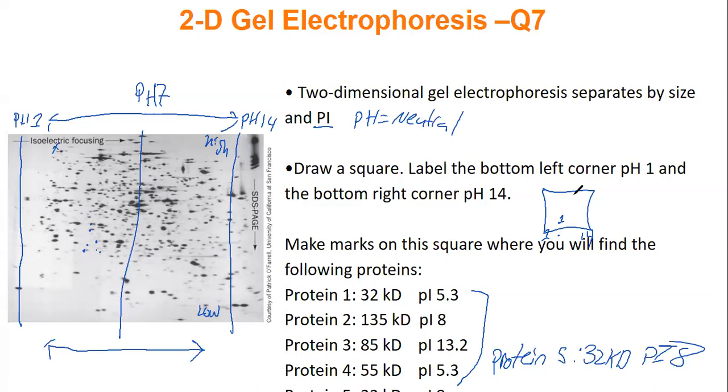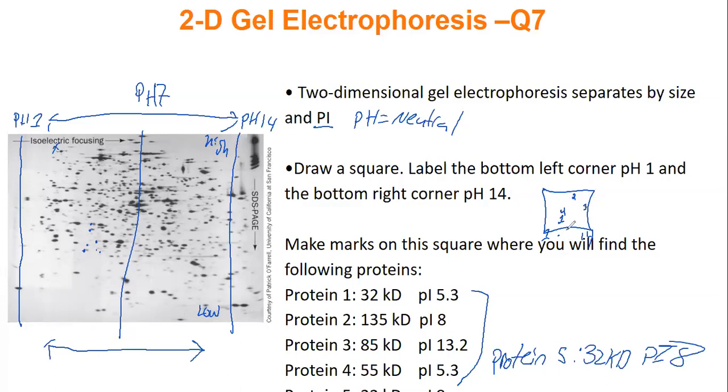It's super heavy, so it's going to be at the top. So that's 2. Protein 3 has a pI of 13.2, so it's even farther to the right, but it's lighter than protein 2, so it's going to be a little farther down, so we can say 3 is right there. Protein 4 has the same pI as protein 1, so it has to be in the same vertical row, but it's heavier, so it's going to be farther up. There's protein 4 right there, and it has to be below 3. I just made my square too tiny.